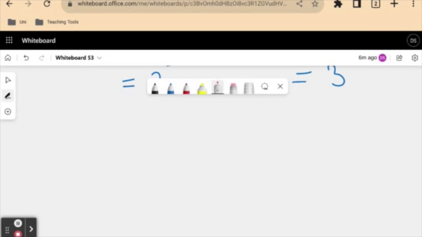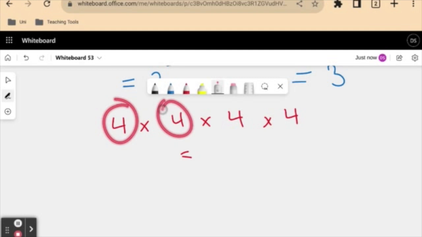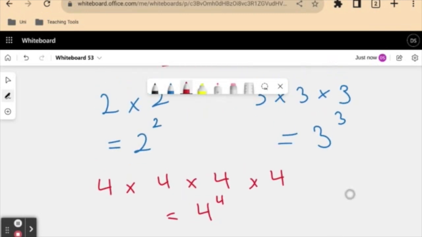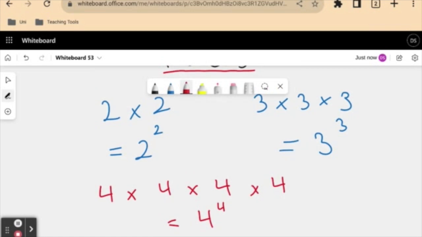I briefly touched on this in that other video as well, but say I had 4 lots of 4, lots of 4, lots of 4. We have 4 fours here, and it's the same number. So we can write that as 4 to the power of 4, in the same way that we've done these two up here. Now let's introduce indices and how they interact.